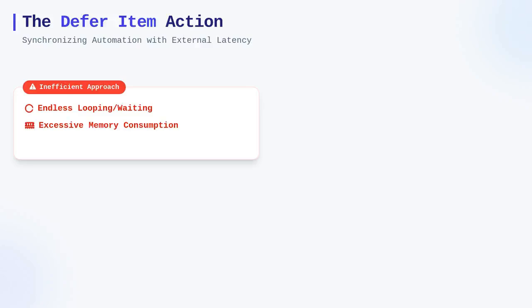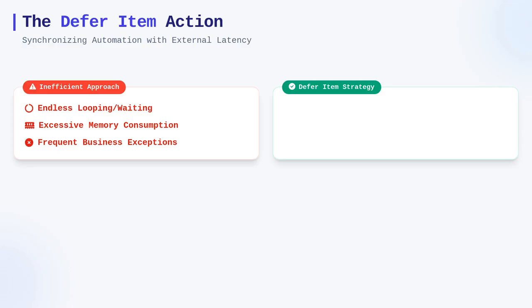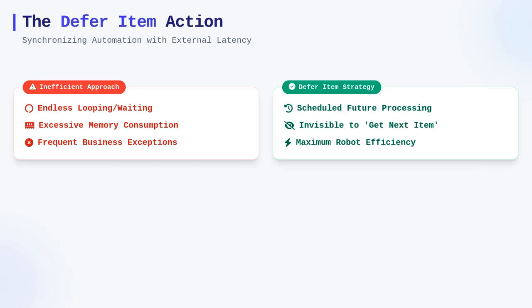In addition to categorization, the defer item action provides a mechanism to synchronize your automation with the inherent latency of external systems. Frequently, a bot will process a transaction only to realize that the downstream application or a human colleague needs a specific amount of time to complete their part of the workflow. Instead of throwing a business exception or consuming system memory by looping and waiting, you can simply defer the item until a future timestamp. When you call the defer item action, the queue item is moved to a deferred state where it is invisible to any getNextItem requests until the specified time elapses.